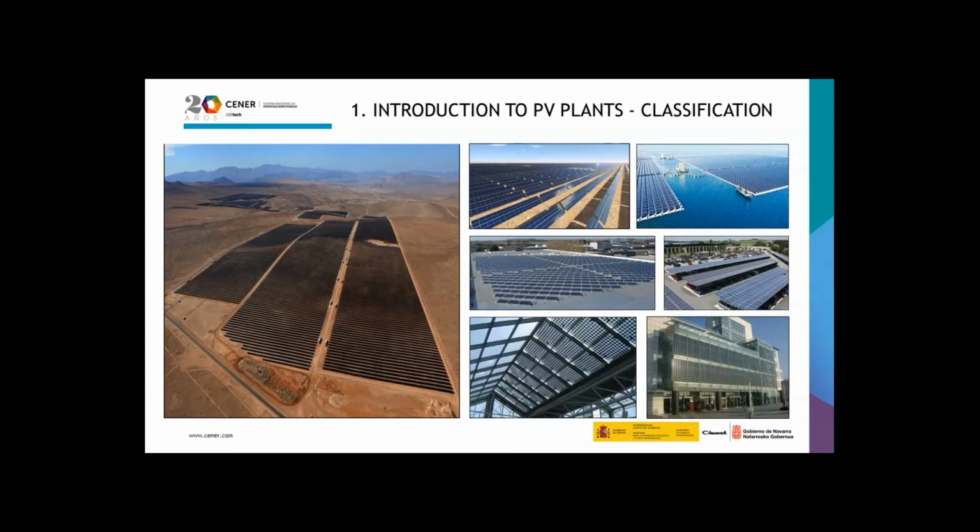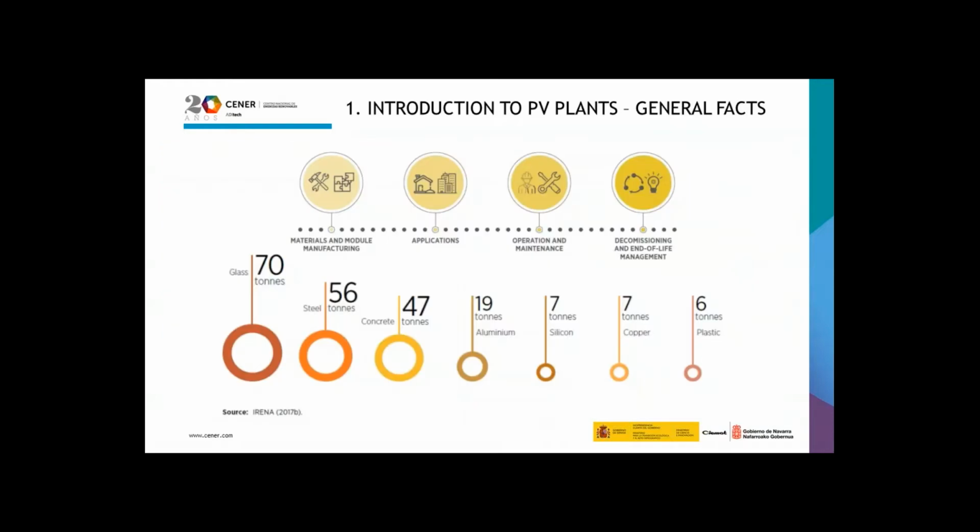This slide shows several examples of grid-connected photovoltaic plants on ground level, terrestrial and floating, on rooftop, and building integrated photovoltaic. This is the solar photovoltaic value chain that involves the PV plants. From the point of view of the material use, the amount of the materials required for a 1 megawatt photovoltaic plant is presented.